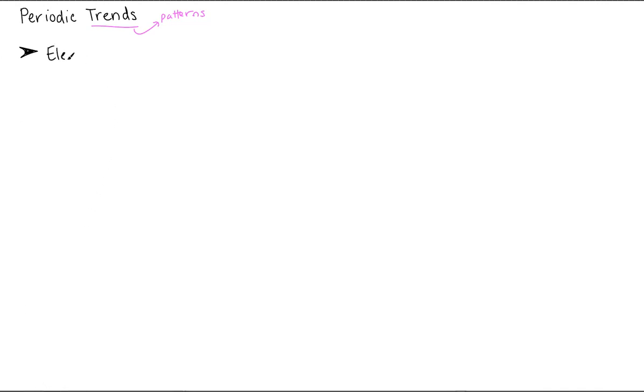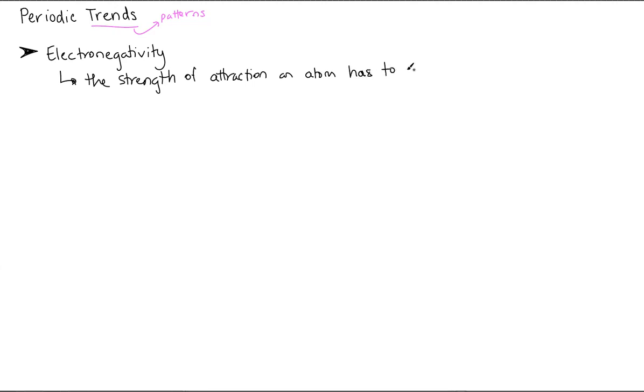So if we're looking at the trend of electronegativity, what is electronegativity? It is just the strength of attraction an atom has to pull electrons toward itself.